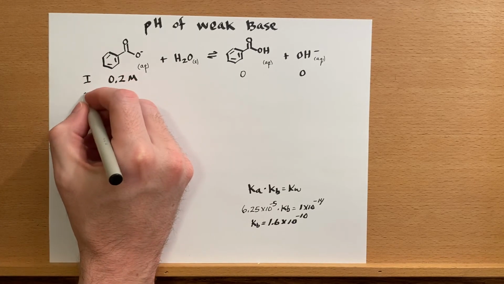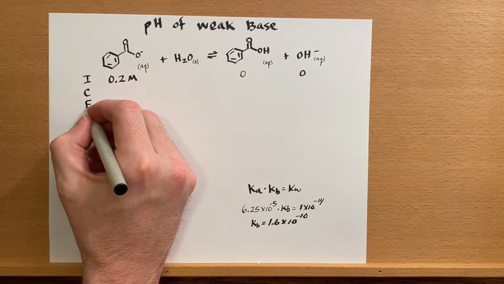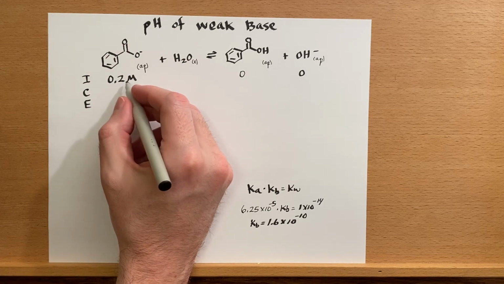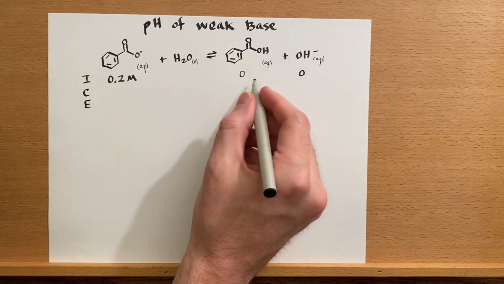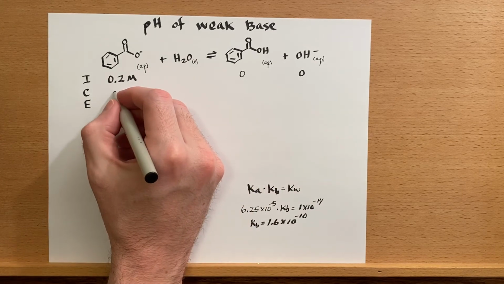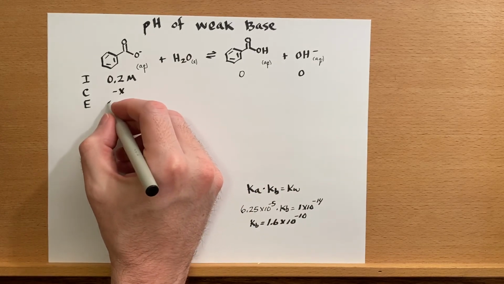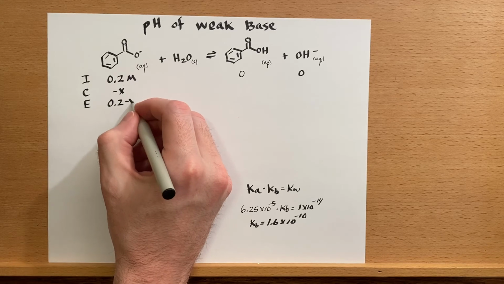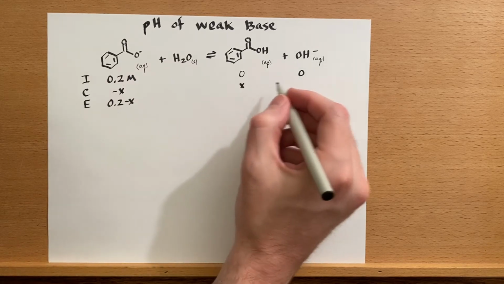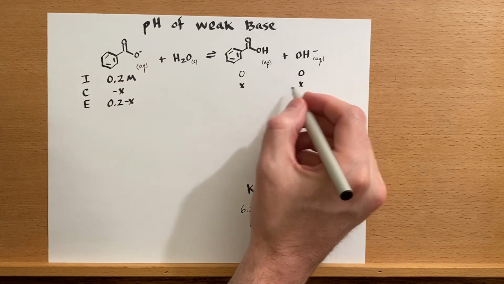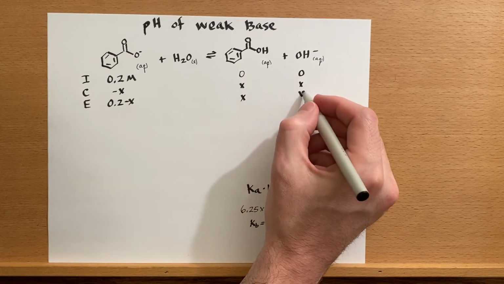So again, we're using our ICE table. Initially we have 0.2 molar of this, none of those. We're going to say minus x here. We're going to make x of these. 0 plus x is x.